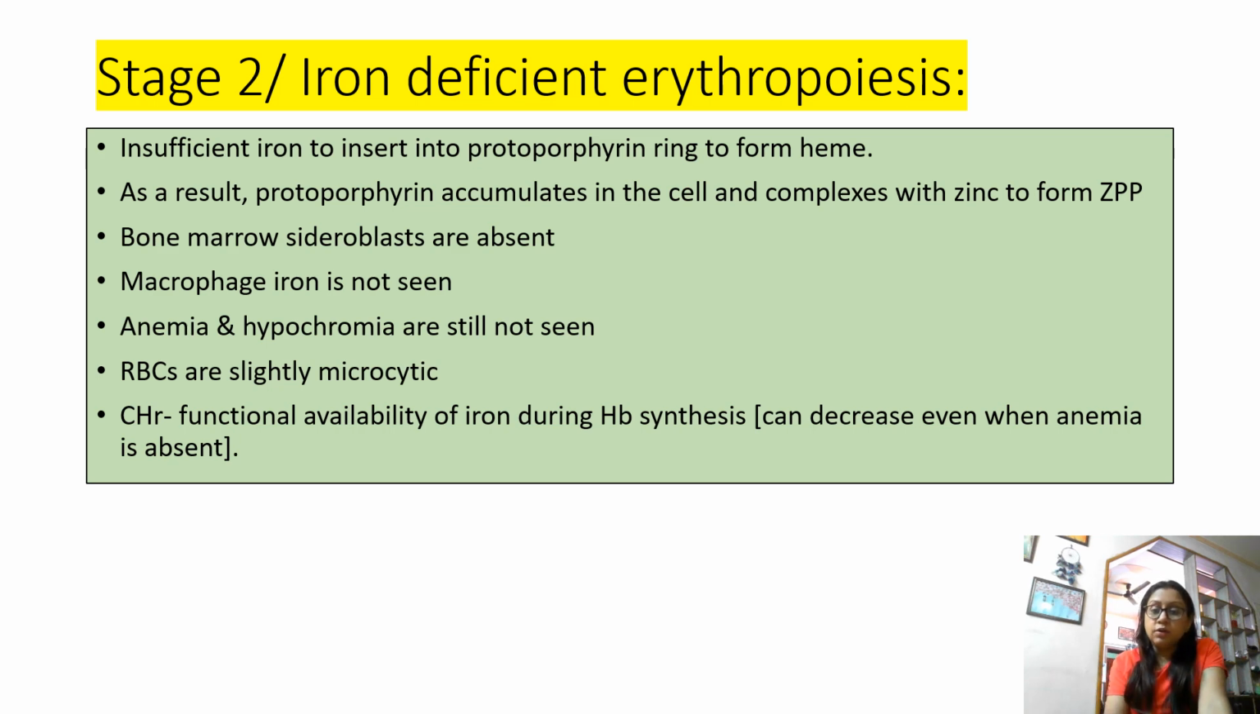Then you have the reticulocyte, which is the immediate precursor of your mature RBCs. Okay? If we look at its hemoglobin content, the hemoglobin content of the reticulocyte, that is your CHR, actually denotes the functional availability of iron during hemoglobin synthesis. So it can also decrease even when anemia is absent. So this is also an initial marker, okay? A decrease in the hemoglobin level of the reticulocyte.